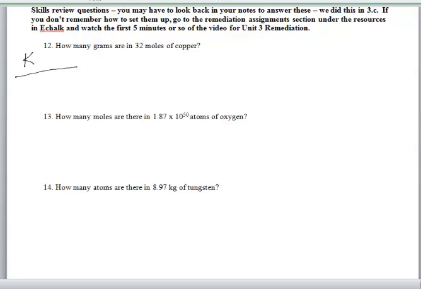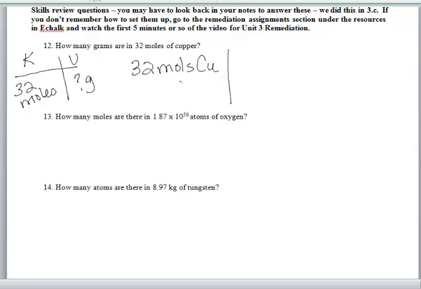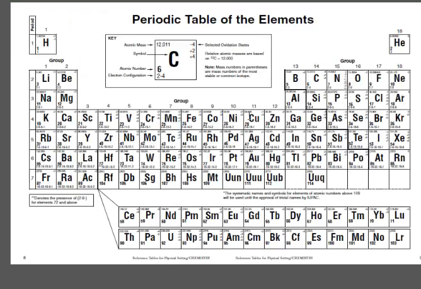We go back to the moles to grams stuff, and the known here was 32 moles of copper. The unknown is grams. No mention of atoms, so the conversion factor that we have to use is molar mass. So we start with 32 moles of copper, and we're coming from the mole unit, so that's what's going to go on the bottom. What we figure out is going to go on top.